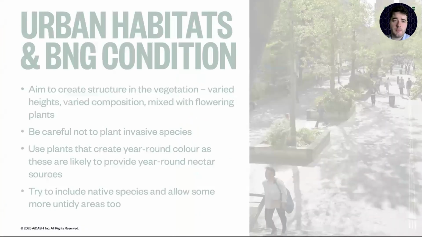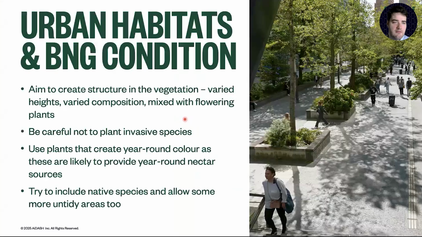So yeah, specifically for urban habitats, we want to aim to create that varied structure. Like we want different height vegetation. We don't want to plant invasive species if we can avoid it. I have seen it done. We want to use plants that create year-round color. That's really important for creating varied nectar sources, but also just variability within what we're planting, and obviously try to include native species.